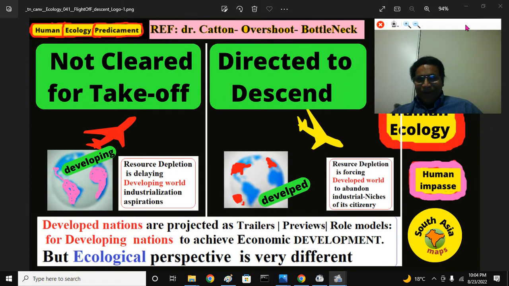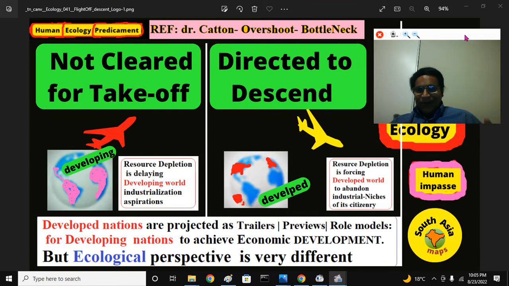That's why Dr. Catton gives a very, very important conclusion. That means the developing world, resource depletion is delaying the developing world's industrialization aspirations. The flight cannot take off. Already the same resource depletion in the developed world commanded the pilot to descend, abandon further these industrial niches and contract, and slowly these industrial niches will disappear. Traditional agriculture niches will happen.